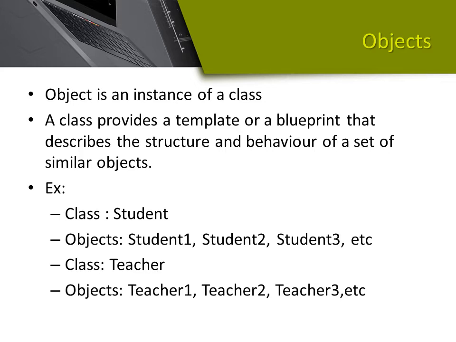So, what does a class do? A class provides a template or a blueprint specifying what are the properties of the student and what operations the student performs in our ERP system. So, for example, properties of a student can be name, address, telephone number, his attendance, his marks obtained, CGPA, SGPA, and other details.